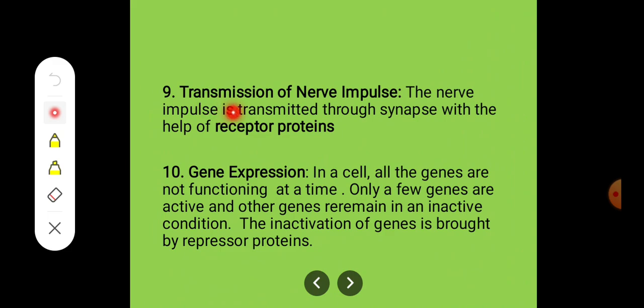Next biological function is transmission of nerve impulse. The nerve impulse is transmitted through synapses with the help of receptor proteins. There are a number of receptor proteins that help in transmission of nerve impulses. Next, gene expression. In a cell, all the genes are not functioning at a time. Only a few genes are active and other genes remain in an inactive condition. The inactivation of genes is brought about by repressor proteins.